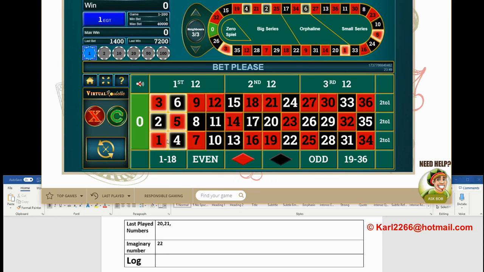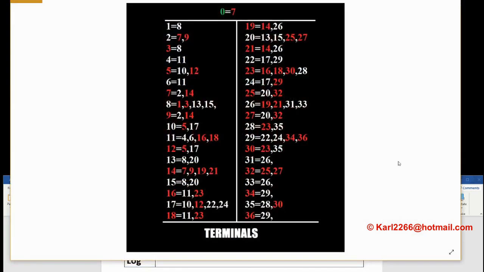So let's see again. Number 2 has terminal in number 9. Number 2 has terminal in number 7 as well. Let's see number 24. 24 has terminal in number 29, also in number 17. You will get a list from the terminals here, so you have it all. So you have to memorize all those terminals from each number.